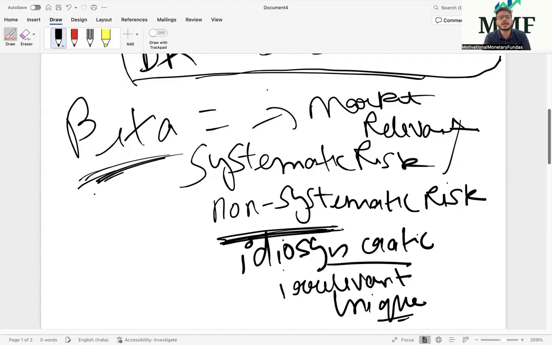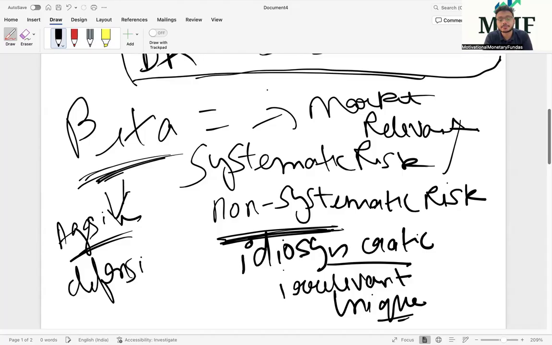Now, the thing that comes into place is there are two types of betas: aggressive beta and defensive beta. And this I'm telling you against the market. Aggressive beta is something which will be more than one. Defensive beta will be something which will be less than one.